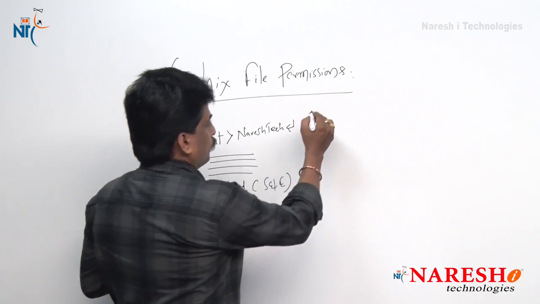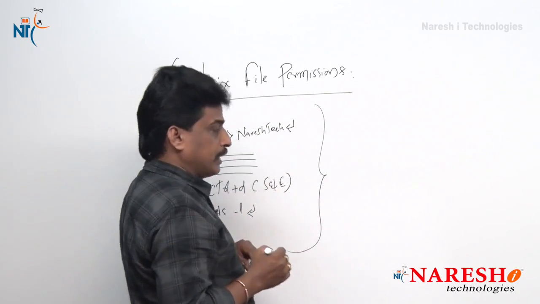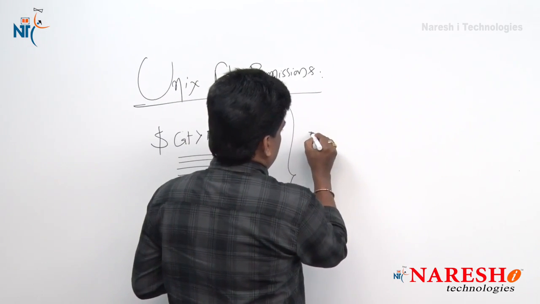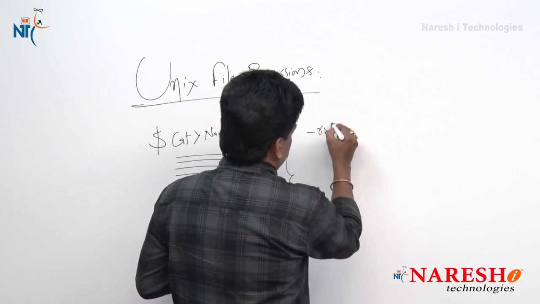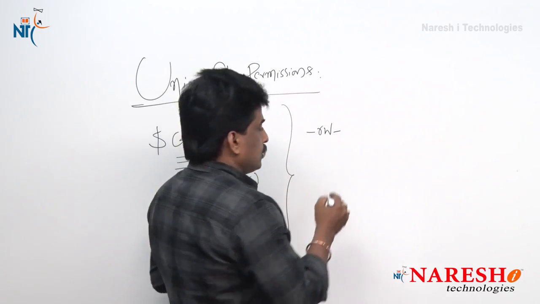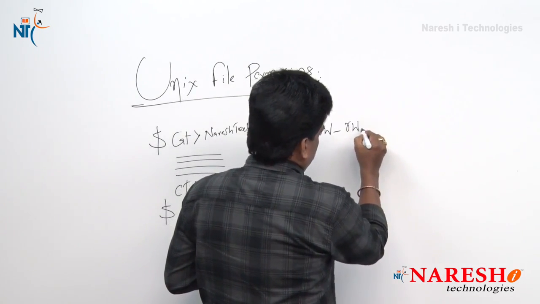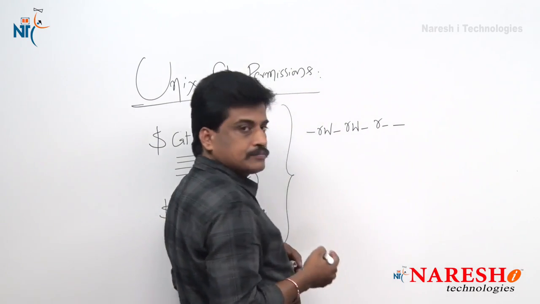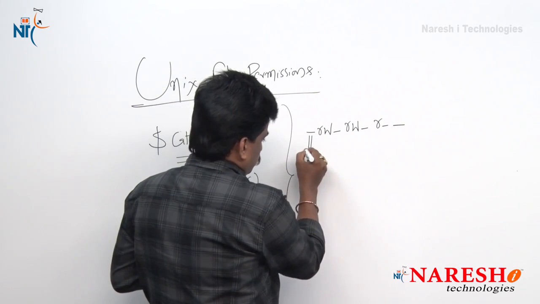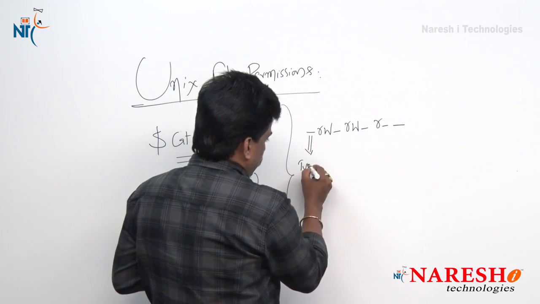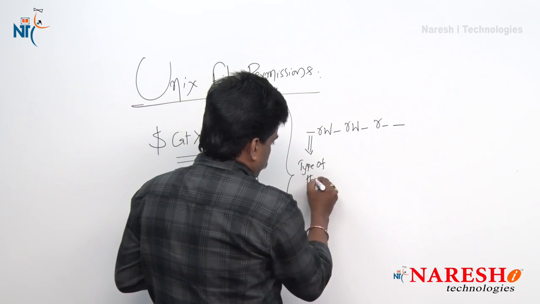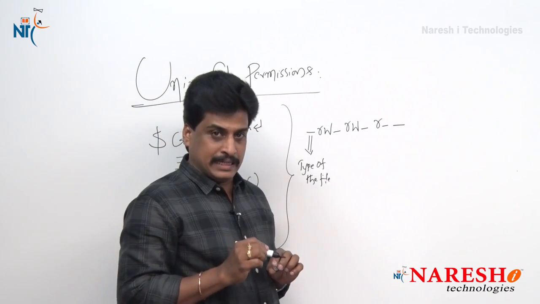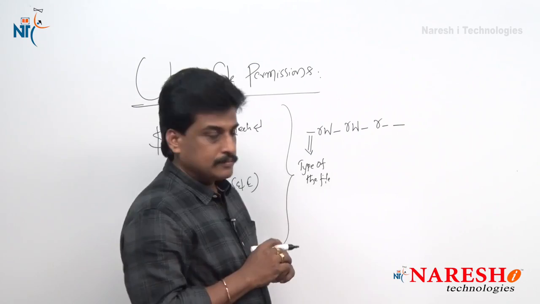In this long listing format, you can find the following list of permissions. First one, hyphen, then rw hyphen. Next one, rw hyphen. Next one, r hyphen hyphen. The first hyphen is the type of the file. A regular file is always indicated with a hyphen.